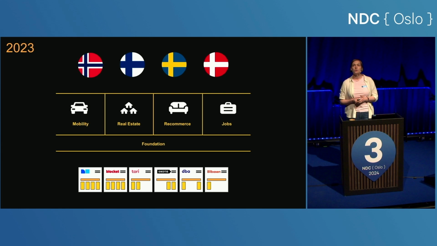Then in January 2023, there was a really big shift in the company. Instead of making every marketplace from scratch in each country, we switched the model in many different dimensions at the same time. The marketplaces were merged into one organization, and the organization was built on each vertical. There are real estate teams, jobs teams, mobility teams, and re-commerce teams, and there's a lot of platform teams. That's called foundation.